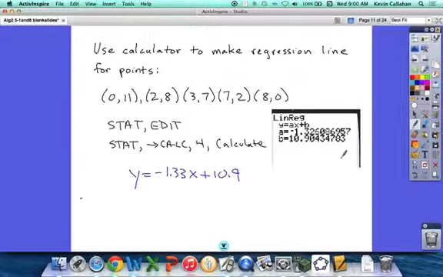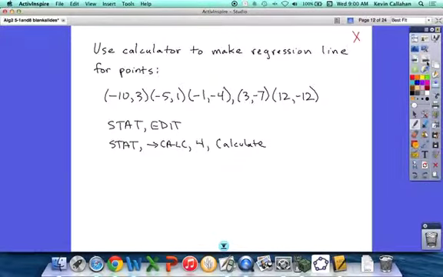Okay, try to do the same thing. I think I got one more loaded like this. Try to do the same thing for those 5 points. Come up with your regression line, the best fit, the trend line that goes through all of those.